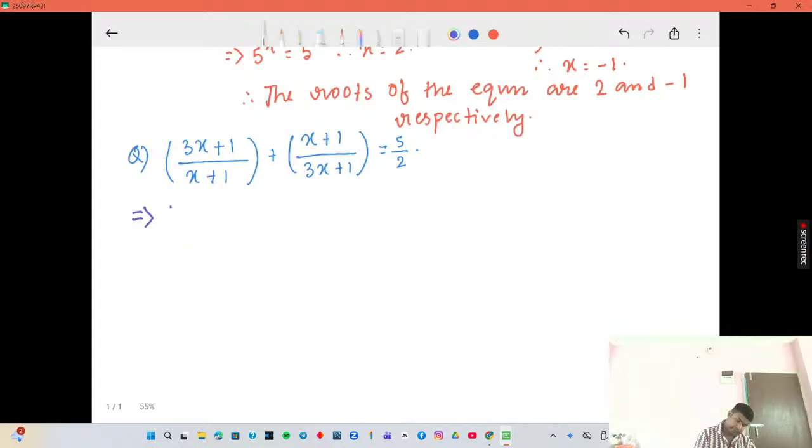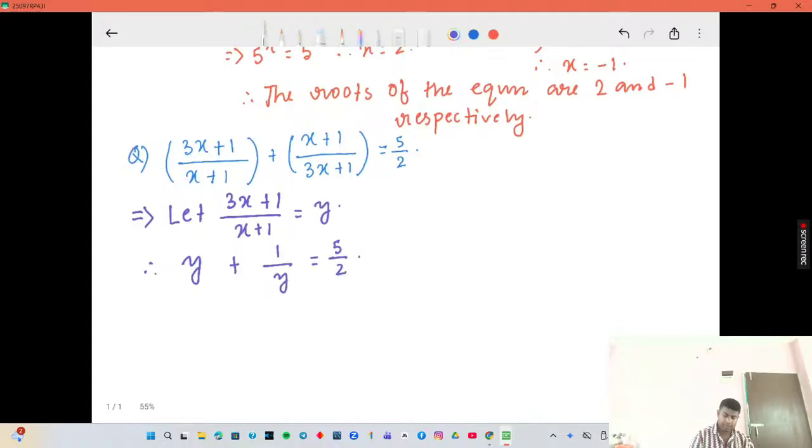So now let (3x + 1)/(x + 1) = y. Therefore, putting the value of y in this given equation, we get y + 1/y = 5/2. So therefore, we have to solve this equation now. y square plus 1 is equal to 5/2 y. So 2y square plus 2 is equal to 5y.